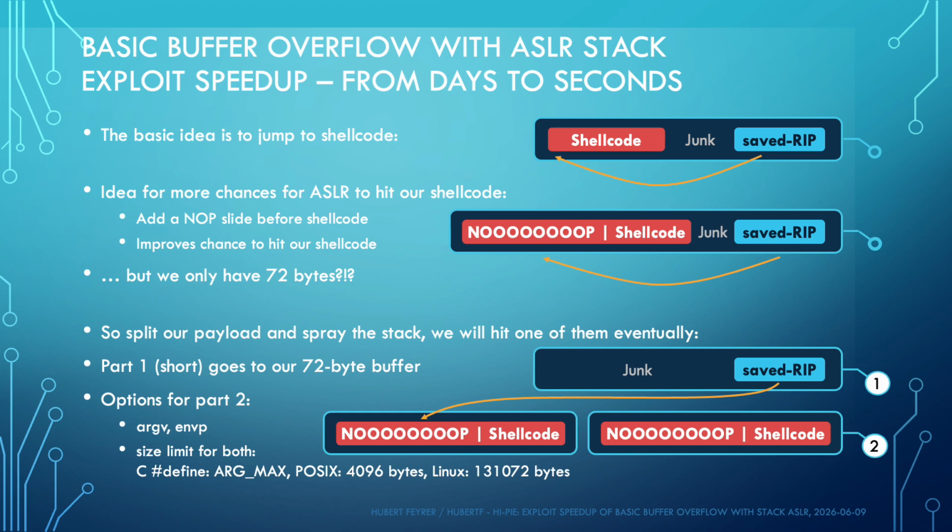Two options for Part 2 are the program arguments, argv, or the environment, env. By spraying many copies of the sled plus shellcode, we greatly raise the chance that a guessed address lands inside one of them. The diagram shows how the payload is laid out across the buffer and the sprayed region.